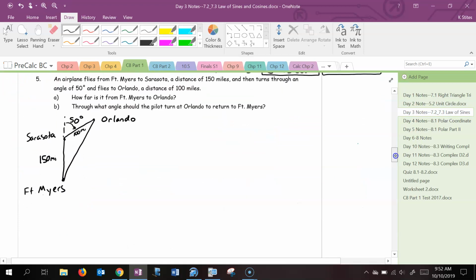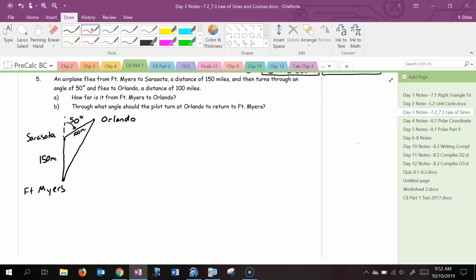All right, one more problem. An airplane flies from Fort Myers to Sarasota, a distance of 150 miles, and then turns through an angle of 50 degrees and flies to Orlando, a distance of 100 miles. Notice this diagram has been drawn for you, and notice that the 50 degrees is not the angle of the triangle. The plane is turning this way. Okay, so the 50 degrees is there.